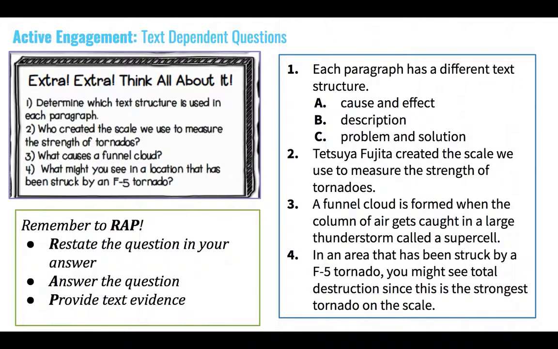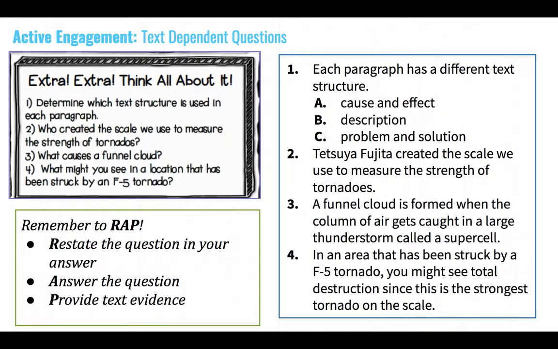Remember, when you are answering text-dependent questions or any questions about reading, you need to WRAP. Restate the question in your answer, answer the question, and provide text evidence. On the right-hand side, I broke apart question 1 into A, B, and C, where I identified the text structure for each of those paragraphs. And then question 2, I restated the question in my answer.